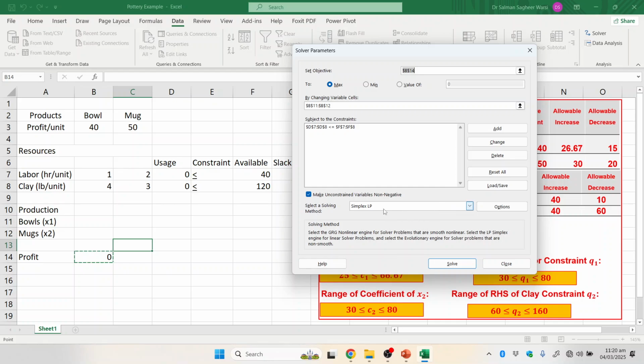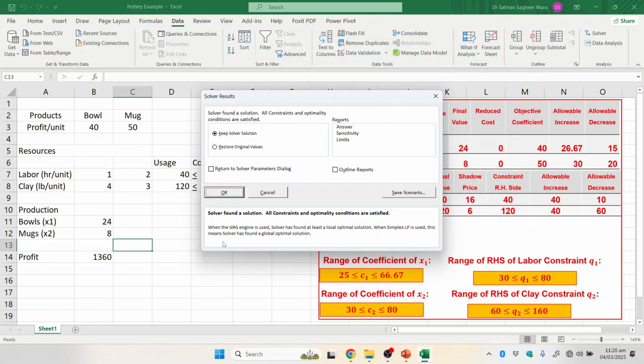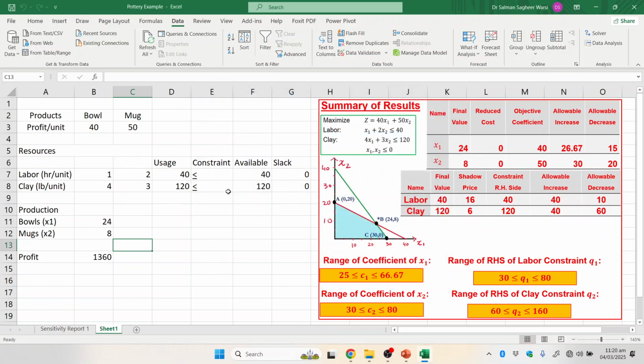And there is one thing more, that is here multiple options, simplex, GRG. I'll use simplex. We use simplex for LP, and then we solve it. And this window appears. It says solver found a solution. All constraints are satisfied. Keep solver solution. We say okay. And then here in the report there's a sensitivity. You just also click on it.